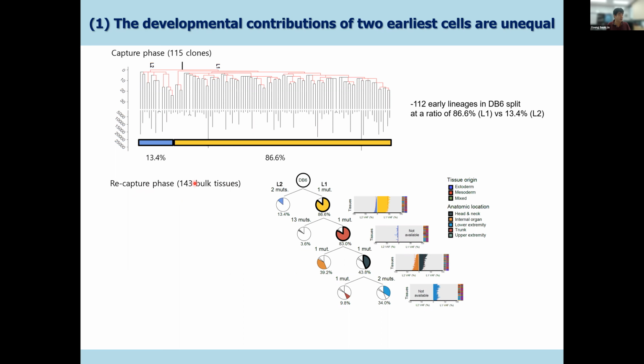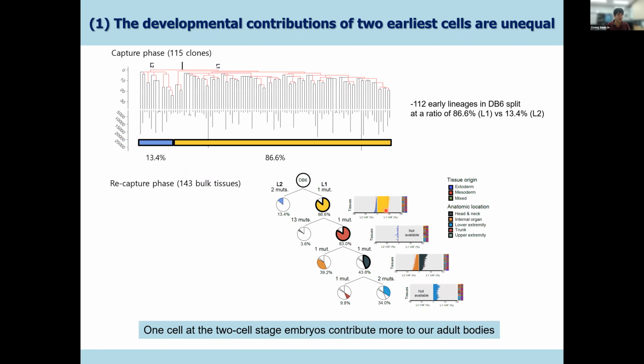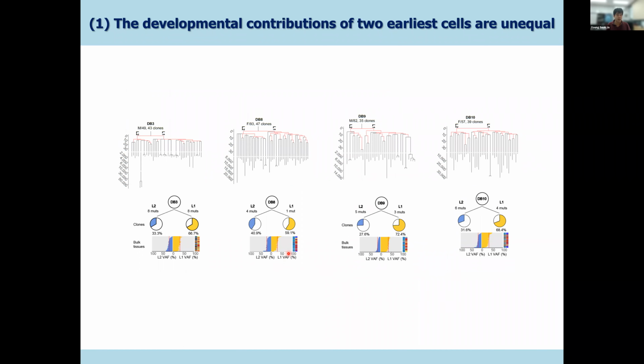So we sequenced 143 bulk tissues, and we measured the variant allele fraction of the lineage 1 mutations and lineage 2 mutations by targeted deep sequencing. As you can see here, in the vast majority of the tissues, the variant fraction of lineage 1 mutations is much higher than lineage 2 mutations. That means progenies or cells from lineage 1 are much more dominant in the vast majority of the tissues in the same individual. In other words, one cell at the 2-cell stage embryo contributes more dominantly to the adult body in DB6.